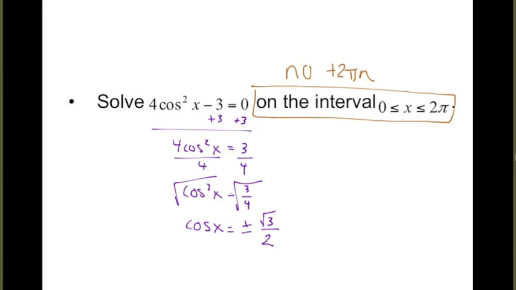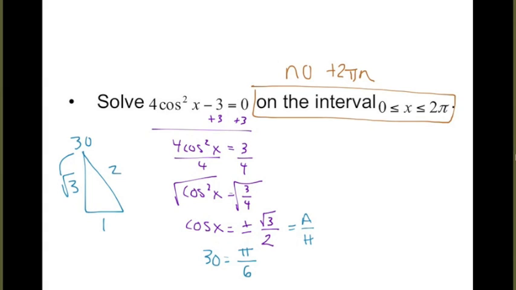Step 2, use SOHCAHTOA to figure out which angle this is talking about. Cosine is adjacent over hypotenuse. So hypotenuse of 2 is which triangle? 30, 60, 90. And adjacent to the square root of 3 is the 30. 30 is 180 divided by 6.